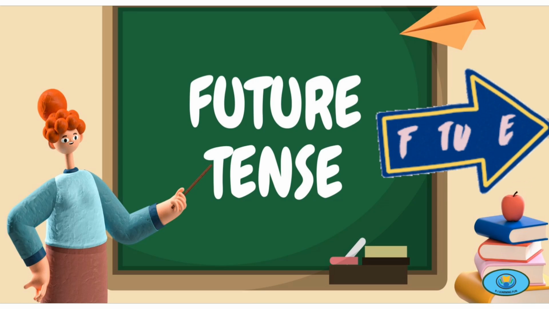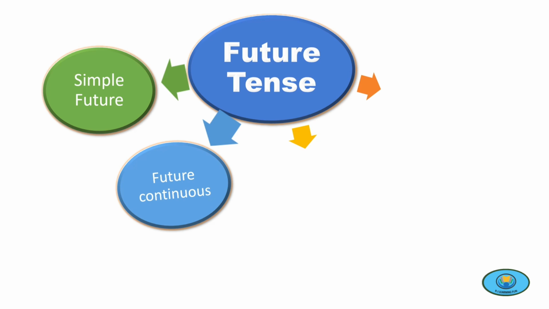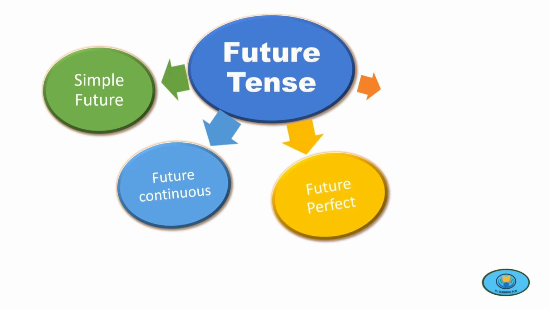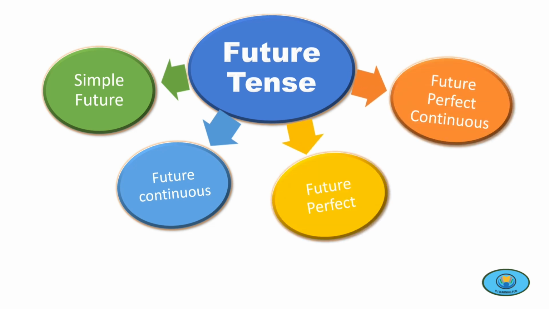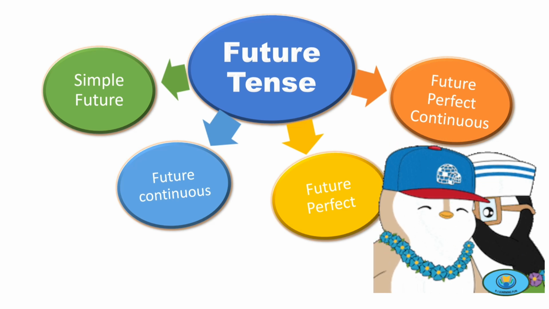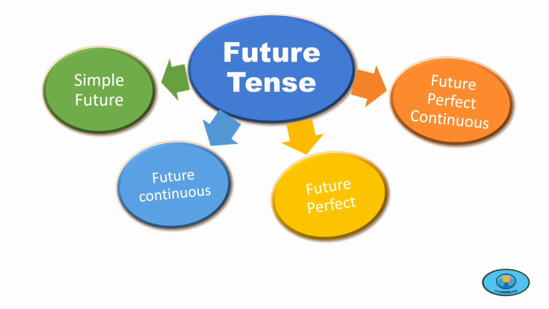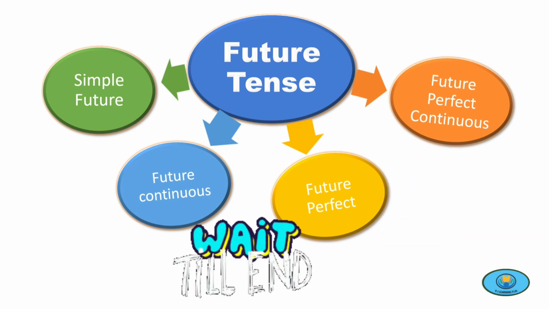Let's get started. The four types of future tenses are simple future, future continuous tense, future perfect tense, and future perfect continuous tense. But dear students, do you know there are two more tenses? Yes, two more secret tenses that are not the future tense, but even then, they can help you to tell about your future plans. Do you want to know? But not now. You will come to know about those tenses at the end of this video. So do watch the video till the end.